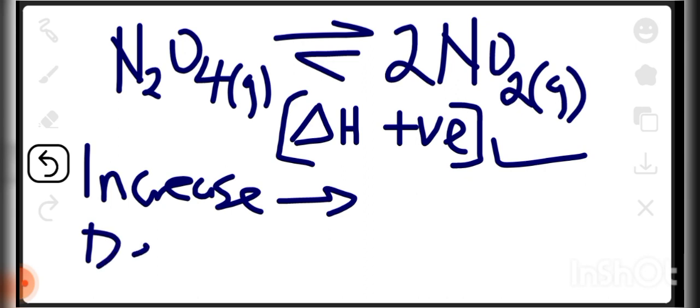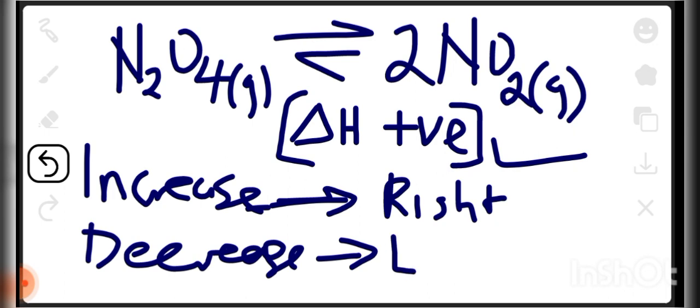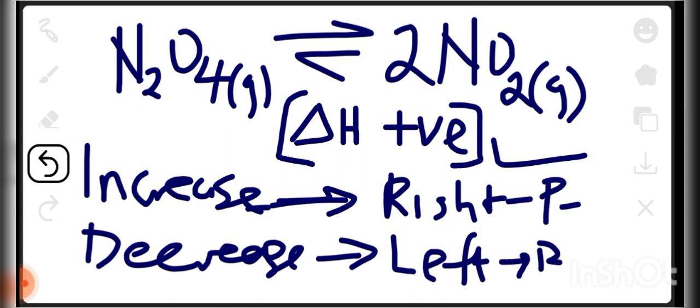If we decrease temperature, equilibrium position will shift to where? So let's check. For increased temperature, we said it will shift to where? The right. To the right. So automatically, if you decrease the temperature now, it will shift to the what? To the left. So right means product, left means reactant. Right also means forward reaction, left also means the backward reaction. So also take note of that.